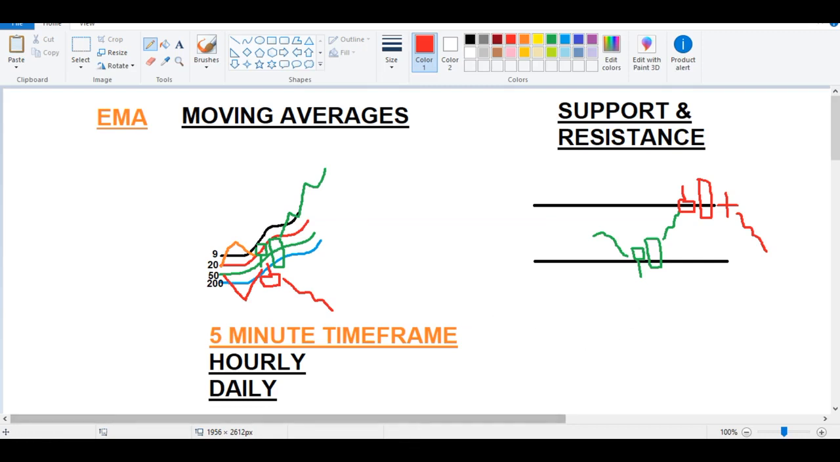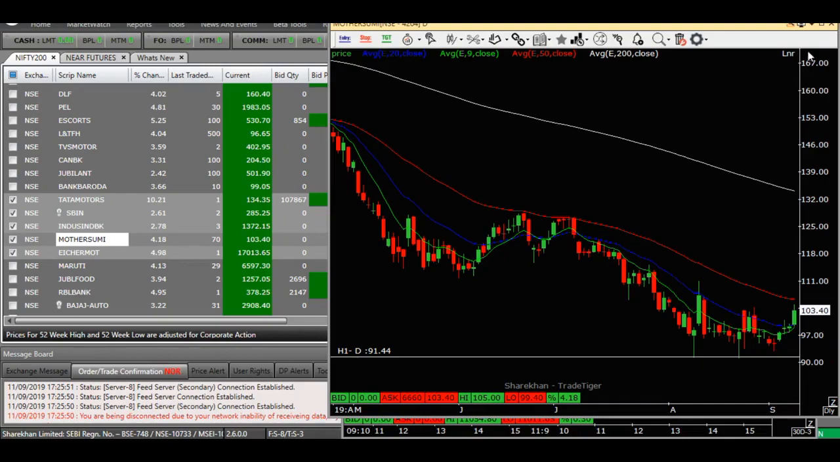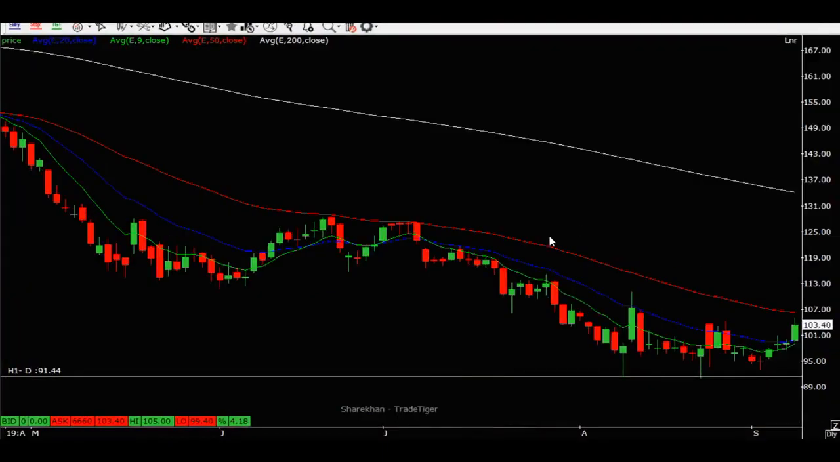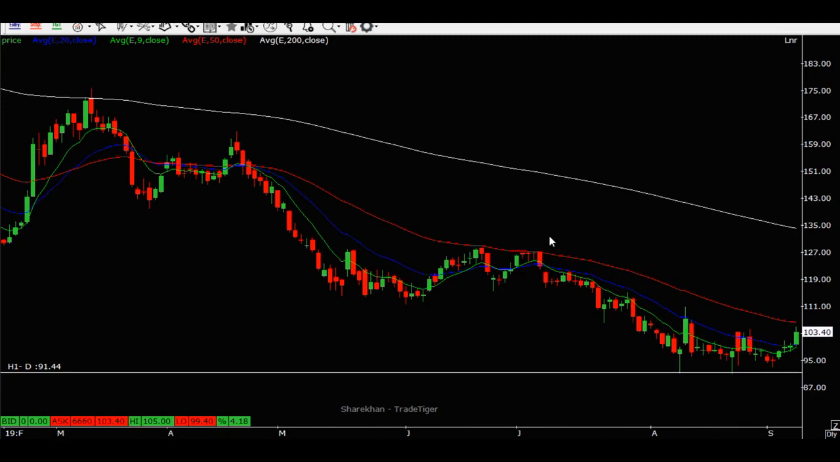Okay, so let's quickly go to the charts. Right, so as you can see here, this green line is the 9 EMA. This blue line is the 20. Red line is the 50 EMA, and the white line is the 200 EMA. Right, so one is a fast one, one is a medium one, one is kind of a slow one, and this is a very super slow one. Okay, now, as I said, moving averages also act as support and resistance.